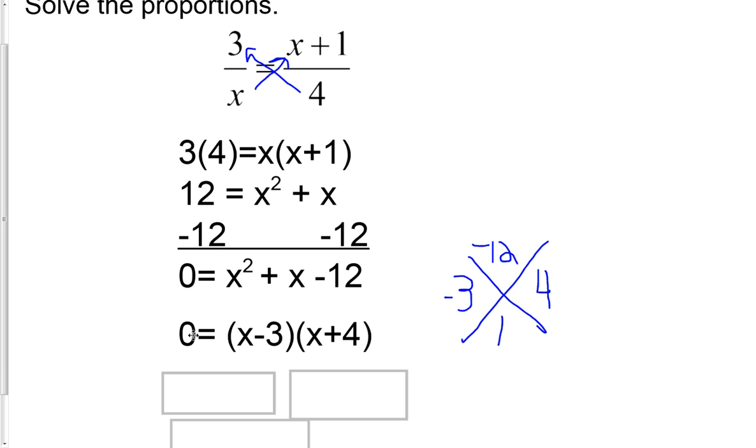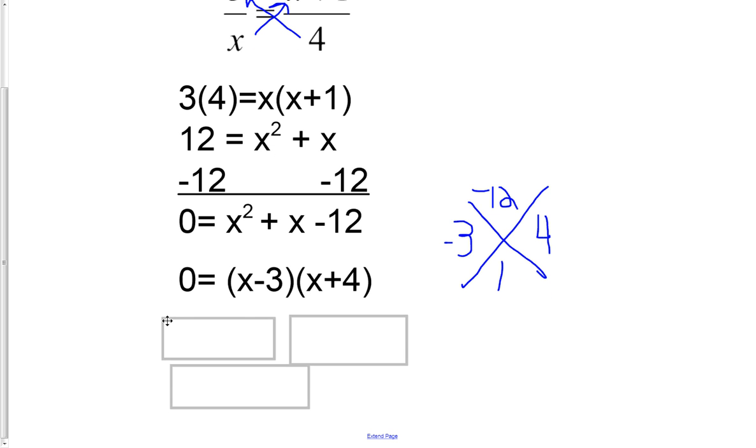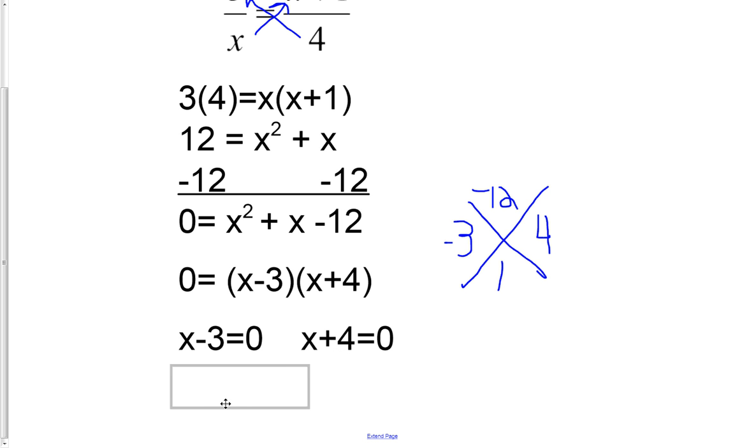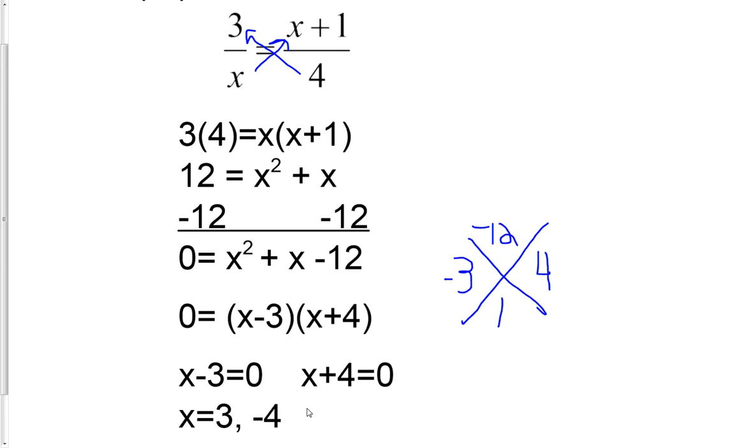And if this equals 0, either x minus 3 equals 0 or x plus 4 equals 0. So then that's what we do. Set x minus 3 equals 0, plus 3 to both sides. x is 3. We set x plus 4 equal to 0, minus 4 from both sides. So x could equal 3 or minus 4.